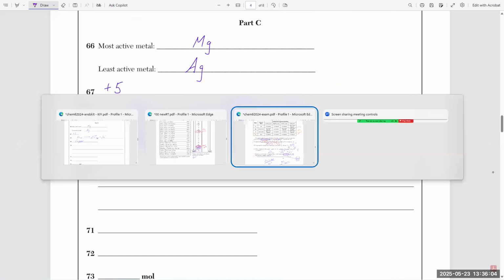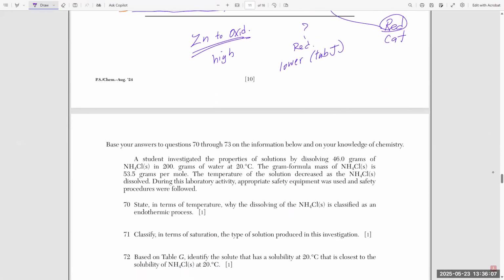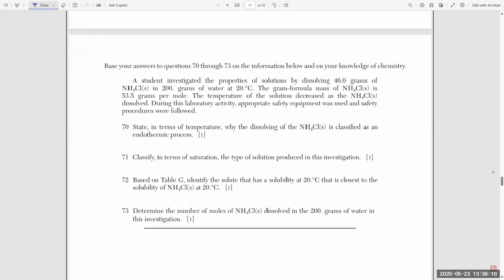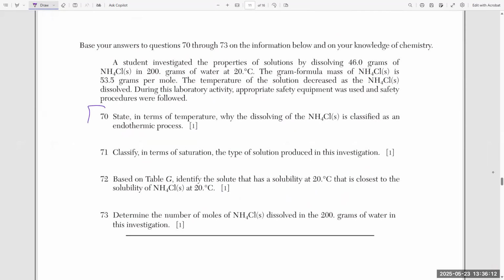Number 70, let's go. Number 70, a student investigated the properties of solutions by dissolving 46 grams of ammonium chloride in 200 grams of water at 20 degrees Celsius. Now, again, don't just go NH4Cl. As you're taking these practice tests, you should practice naming these. Do you see what I did? I didn't say NH4Cl. I actually named it. And if you have a hard time naming this, take the time to go figure out what the name is. Because if you keep doing it, you'll get better at it, because some of these, they're going to ask you to name these.